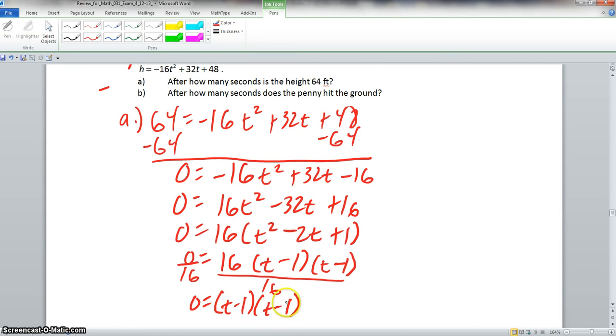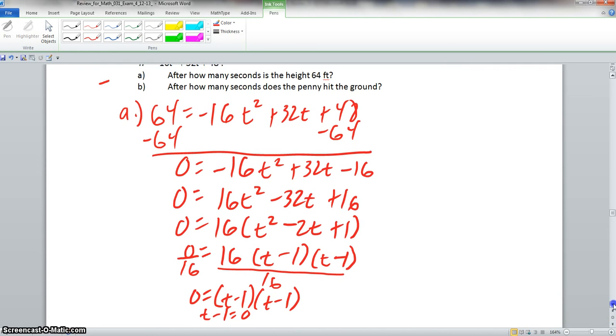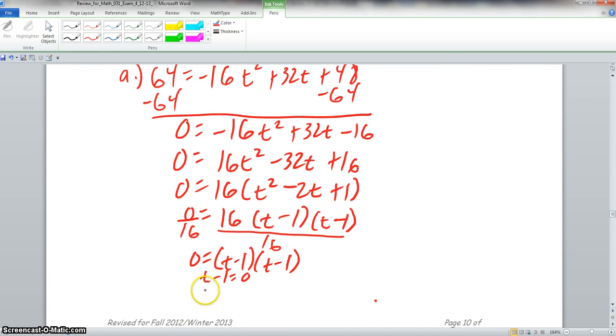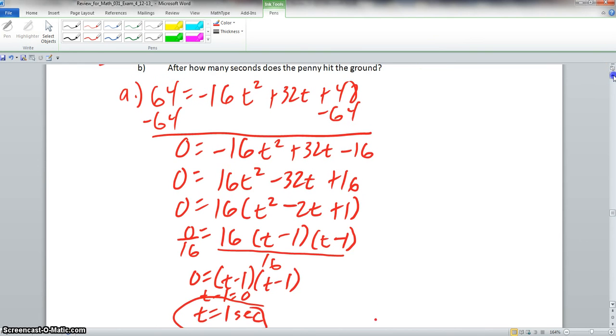We know we only need to set one of these equal to 0. So we have t minus 1 equals 0. And our final answer would be t is equal to 1. So it'll be 1 second. So that answer is A. Now we want to go to B.